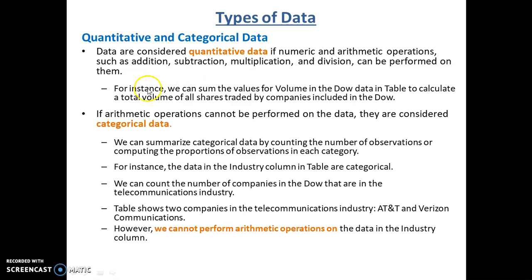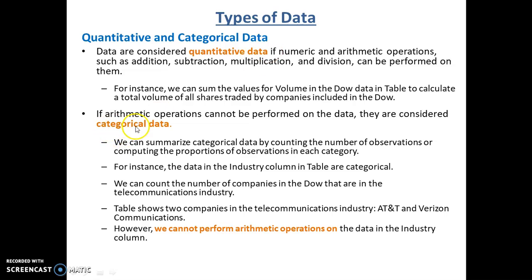In other words, for instance, if we can sum the values for volume in the data table, which is already shown, to calculate the total volume of all shares traded by companies included in the DOE, and the DOE is nothing but the table content. There we have a column like volume, with a number of values. You will be able to summarize the values and do arithmetic operations. Every value is numeric, so it will be called quantitative data.